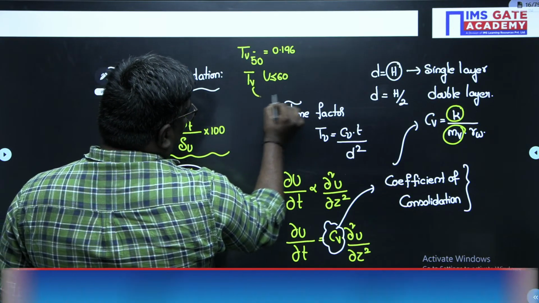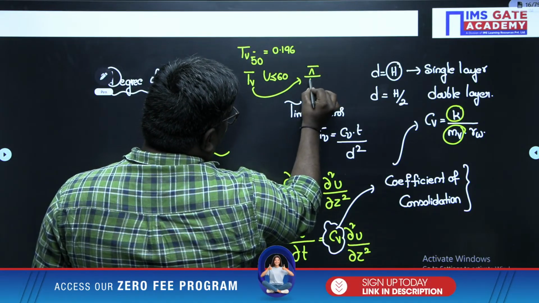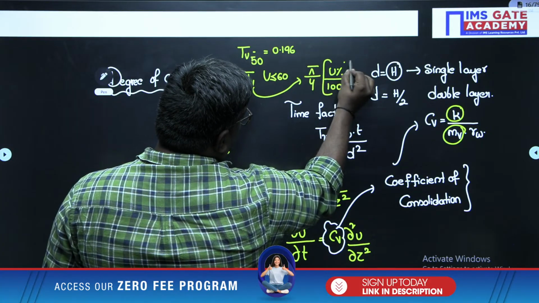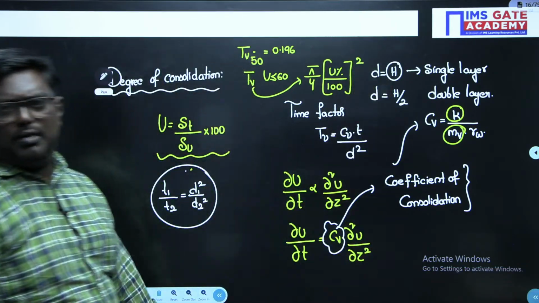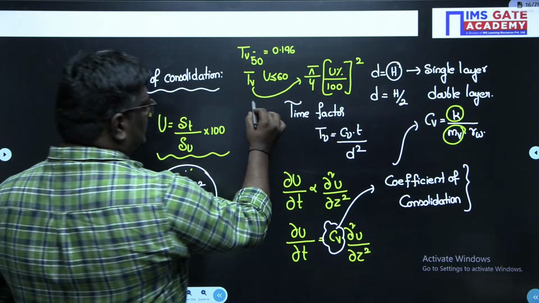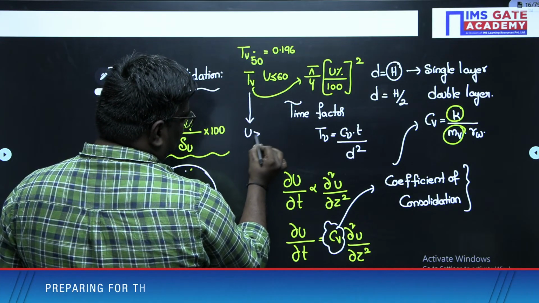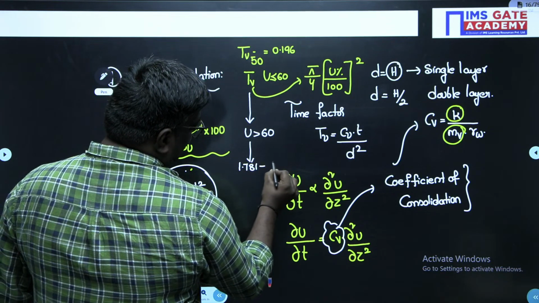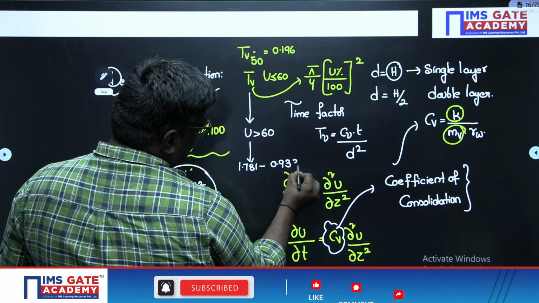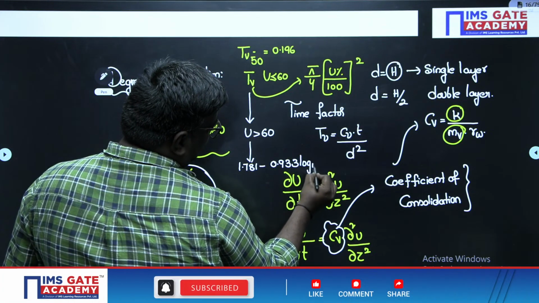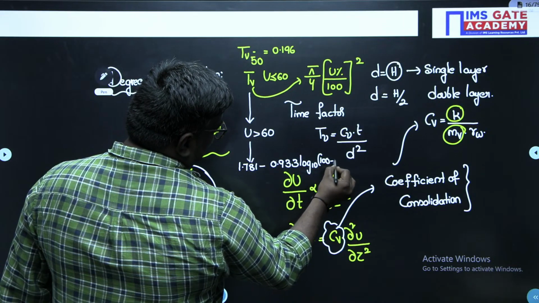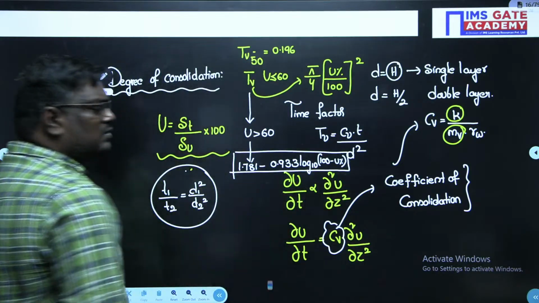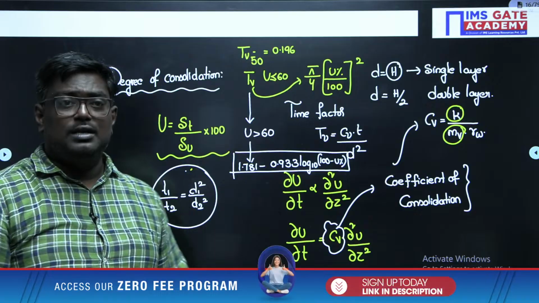Time factor TV is given as pi by 4 into U percentile by 100 whole square. This is the time factor formula for what, sir? When degree of consolidation is less than 60. If the degree of consolidation is more than 60, it is given as the formula 1.781 minus 0.933 into log 10 into 100 minus U percentile. This is the formula when the degree of consolidation is more than 60.